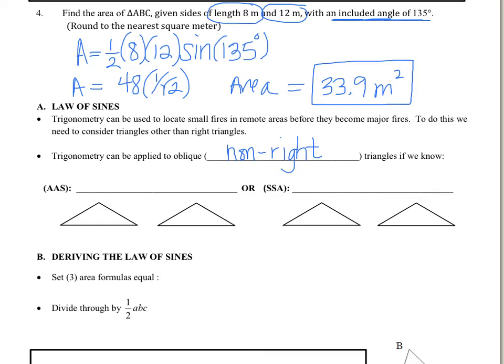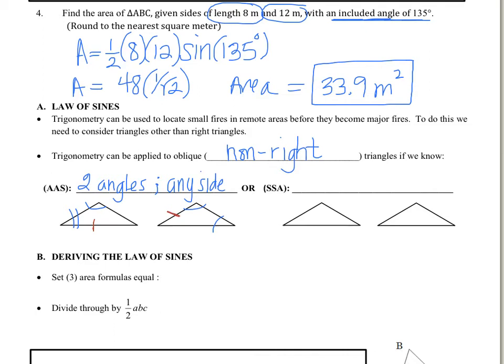And there's certain kinds of information that we have to have. So one of the ways that we can solve these problems is if we have two angles and then any side. Okay, so I could have these two angles, and then I could have this side, or I could have these two angles, and I could have, let's say this time, the side across from him. So any two angles and any side.